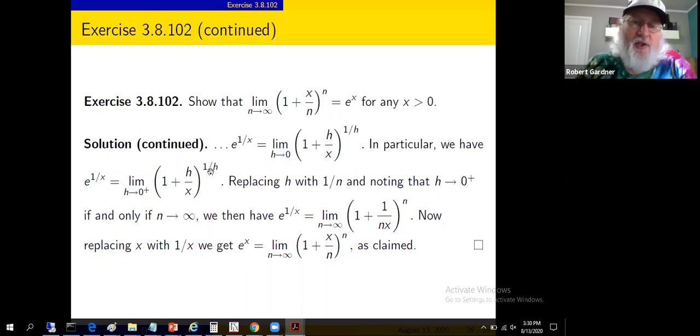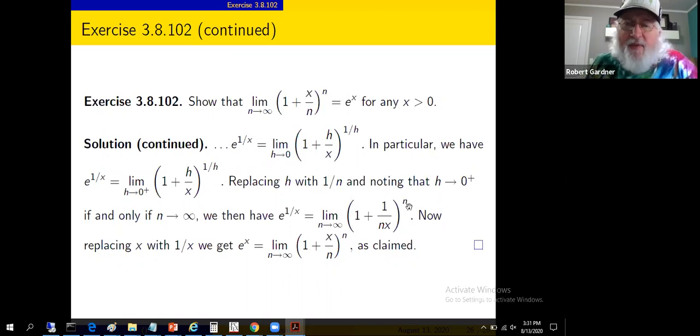So the 1 over h becomes an n, the h becomes a 1 over n, and the limit as h approaches 0 from the positive side is replaced with the limit as n approaches positive infinity. So we've made those replacements to create this equation, which is closer to what we have up here. We've got a limit as n approaches infinity, right? 1 plus x over n, 1 plus 1 over nx, at least we got the n in the denominator, to the n power.